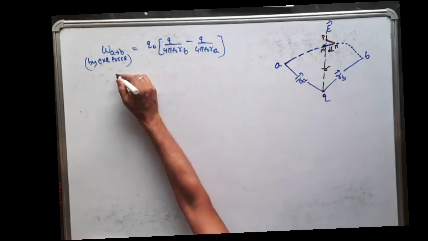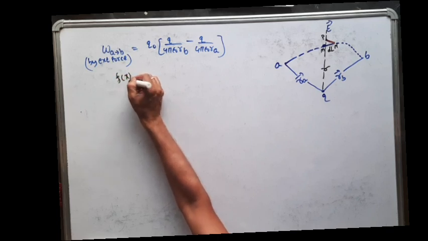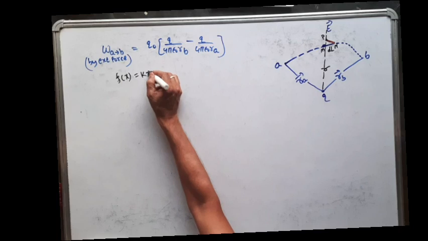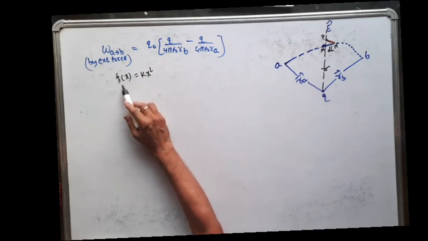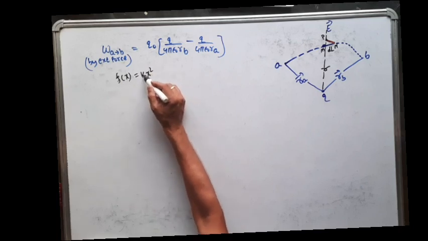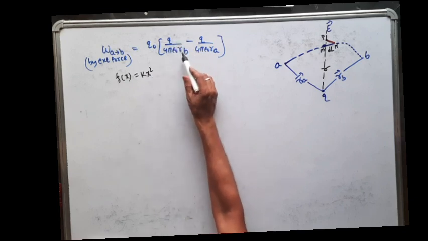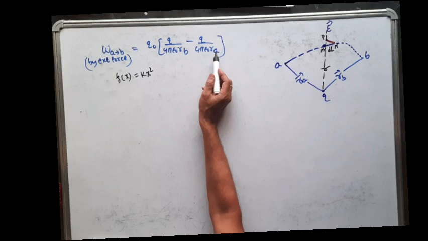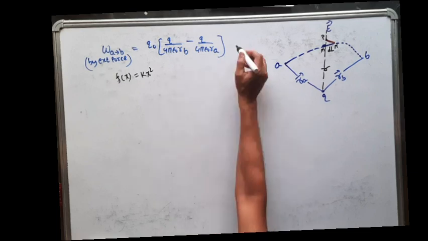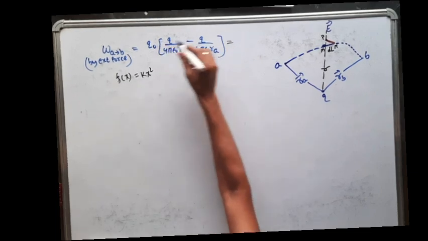You can suppose a function is f(x). Let us say a function is f(x) equal to kx square. So here this is a function which depends upon x. Similarly, this is a function which depends upon RB and RA.